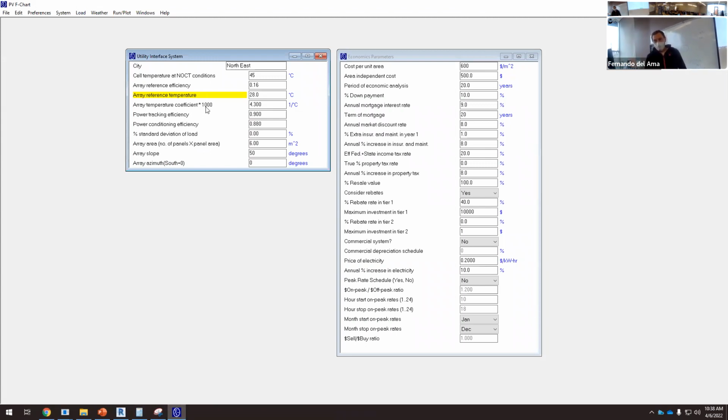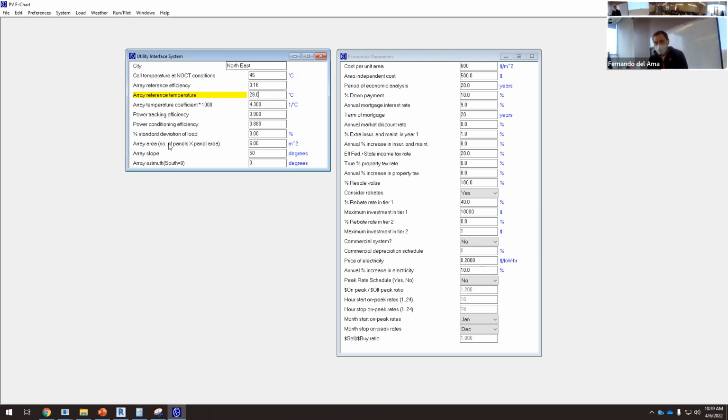Then the array temperature coefficient. I don't know what this is, so don't change it. The tracking efficiency, power conditioning efficiency, the standard deviation load. Okay, those are things that you don't touch because we don't know what they mean. But usually it's between 88 and 90%. Well, those are common values.